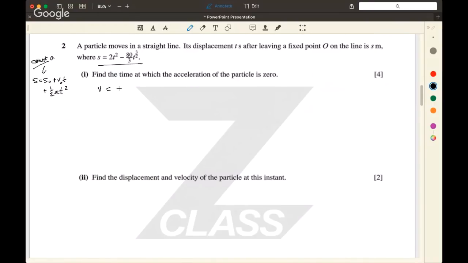We know that v, the velocity of the particle, is ds/dt, which in this case, we're just going to do some differentiation, is 4t minus 3/2 times 80/3 t to the 1/2. So this thing is equal to 40. And then acceleration, which is dv/dt, you just differentiate a second time, and you get 4 minus 40 over 2, 1 over t to the 1/2, or t to the minus 1/2.